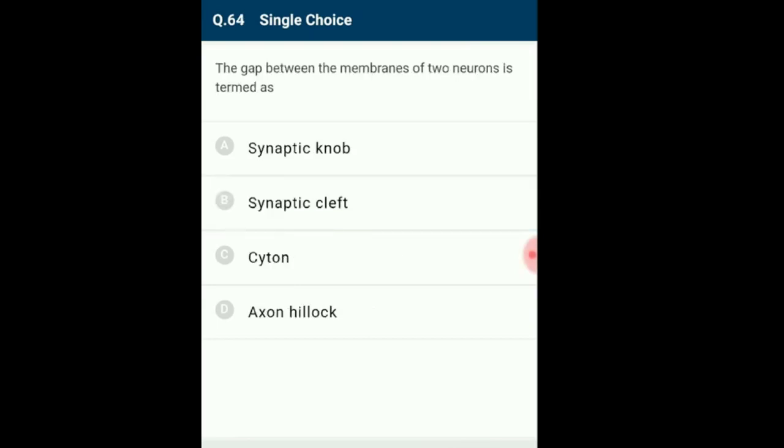Question number 64. The gap between the membranes of two neurons is termed as? A typical neuron consists of 3 major parts such as cell body, dendrites, axon. The synaptic knob has synaptic vesicles filled with neurotransmitters. So the answer for this question is option B, synaptic cleft. It is the gap between the membranes of 2 neurons.